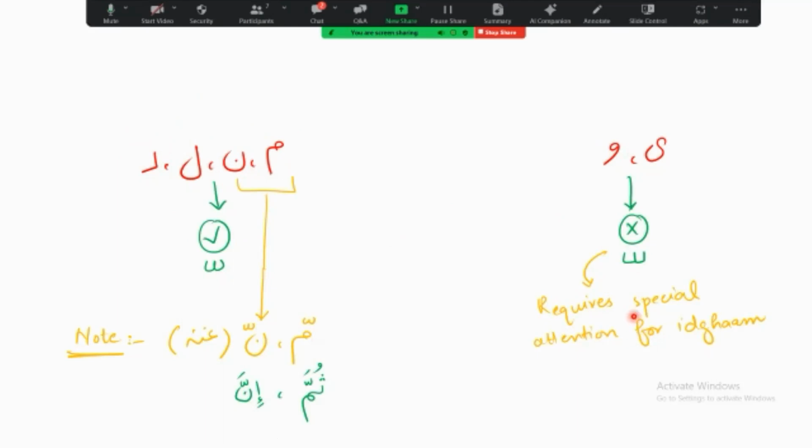For doing assimilation, you do not wait for the shadda symbol to show up. You will still do the idgham, but you will not find a shadda symbol. But in case of meme, noon, lam, and ra, you will find a shadda symbol. That will help you know that we're supposed to do idgham there.